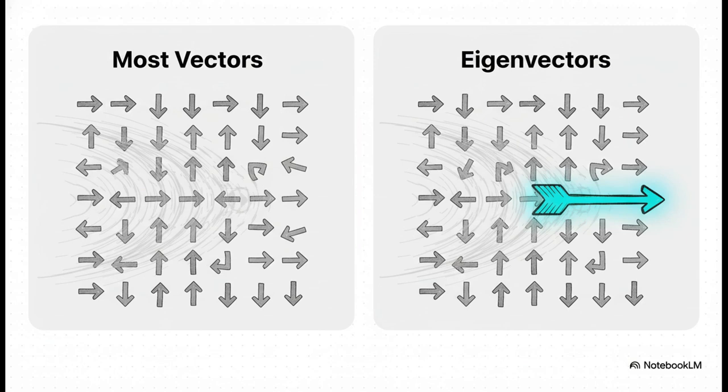When you apply a transformation, almost every vector you can think of gets knocked off its original path. Both its direction and its length change. But eigenvectors, they're special. They are these stable, unshakable directions within that transformation. They're the lines that only stretch or shrink, but never, ever change the direction they're pointing.